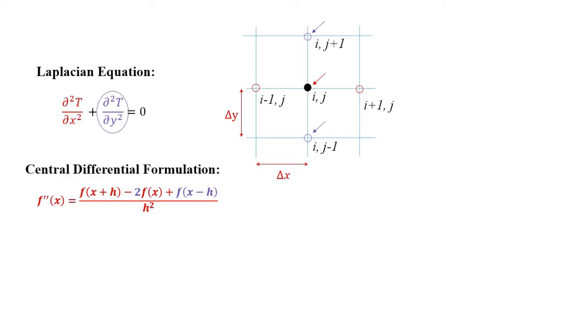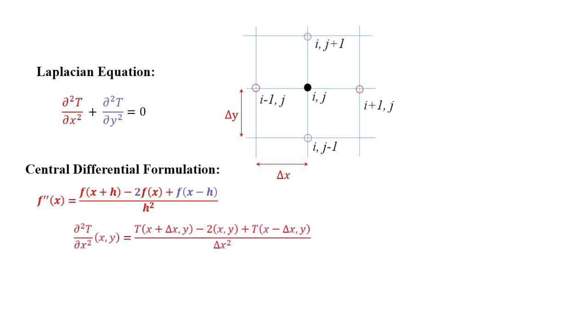Using the central difference approximation, the del square T by del x square at any particular location x, y is approximated as T of x plus delta x comma y minus 2 times T of x, y plus T of x minus delta x comma y divided by delta x square. You can observe here that for the derivative with respect to x, only x coordinate changes on the right hand side. In terms of node number, the equation is written as T of i plus 1 comma j minus 2 times T of ij plus T of i minus 1 comma j divided by delta x square.